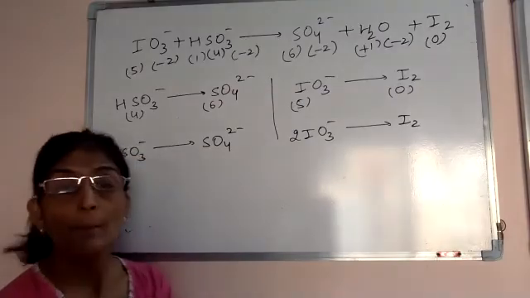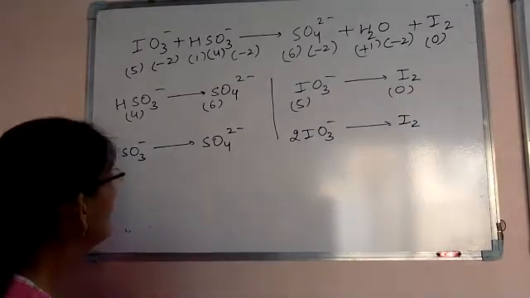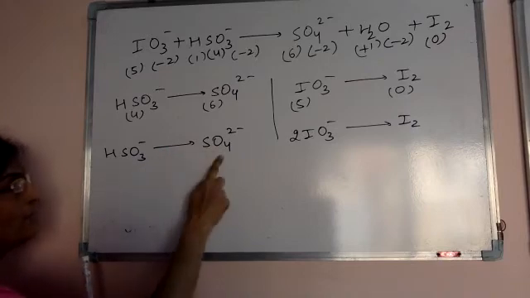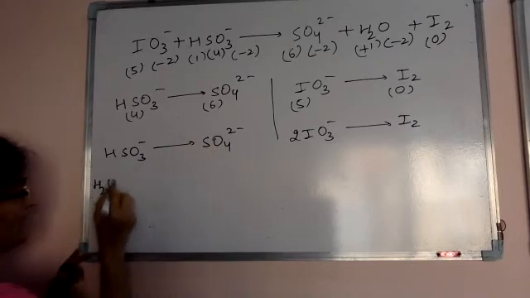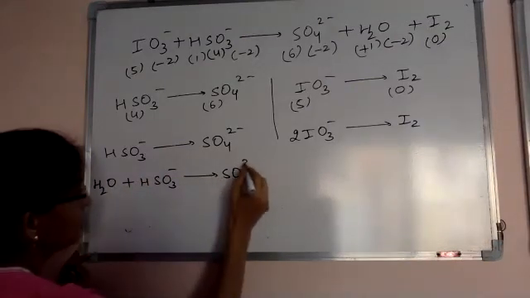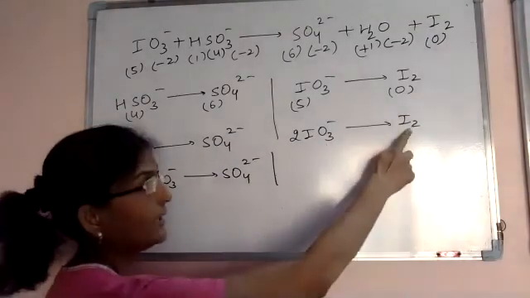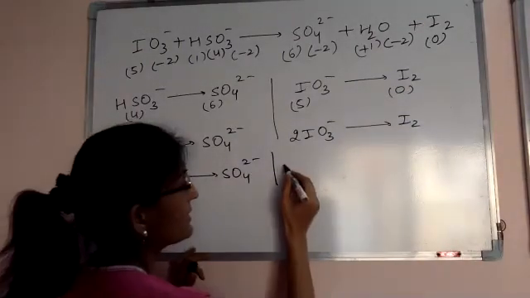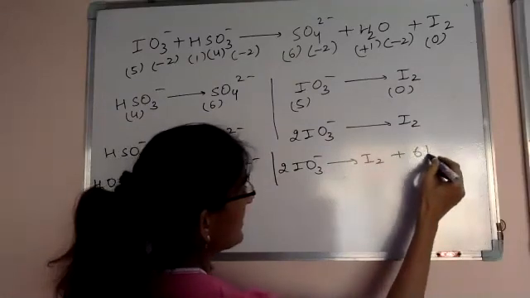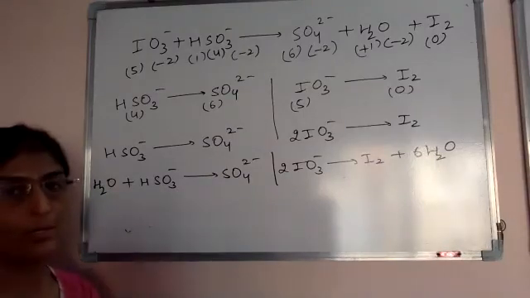Now what we have to do? Balance oxygen by water, hydrogen by H plus. Count oxygen here 3, here 4. So one difference, 3 and 4. So we have to add one H2O this side. H2O, HSO3 minus gives SO4 2 minus. In this equation 6 oxygen, यहाँ पे 0. So this side we have to add 6 H2O. 2 IO3 minus gives I2 plus 6 H2O. To balance oxygen, we are adding water molecule.